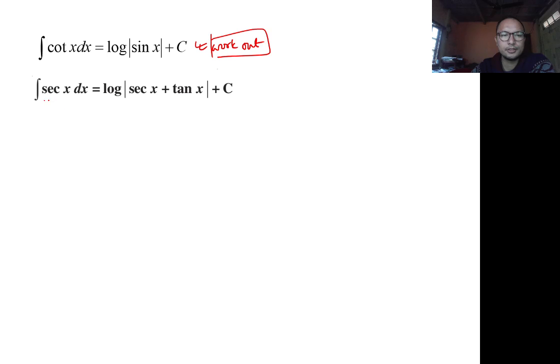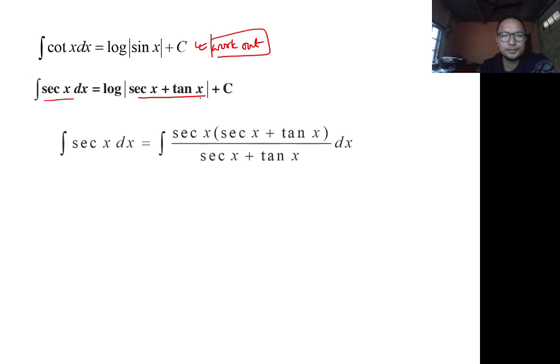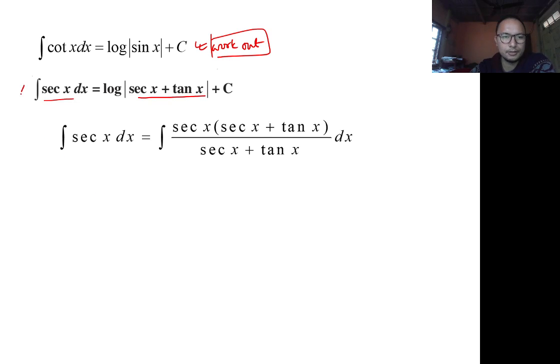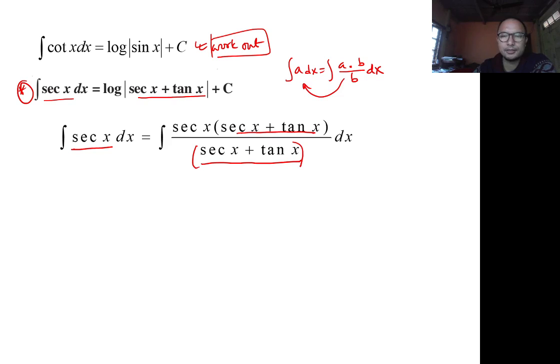Next thing is the integration of sec x dx, which is log of sec x plus tan x plus c. Let's see. This is very typical, slightly different. What we have to do is multiply and divide by sec x plus tan x, so a into b divided by b, the b's cancel. It is still the same thing. So we have sec x plus tan x in the numerator and sec x plus tan x in the denominator.